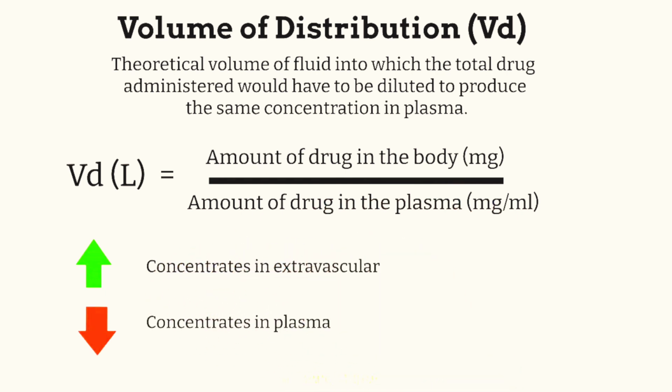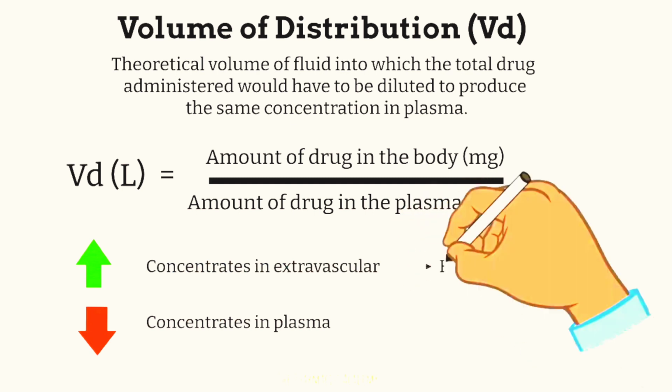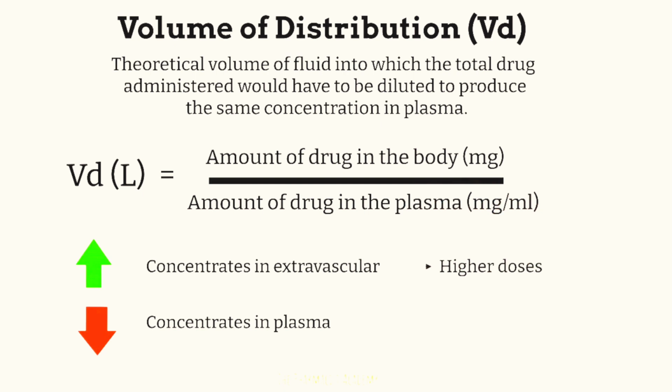Volume of distribution is also important when it comes to dosing. When the volume of distribution is high, higher doses of a drug are required to achieve a given plasma concentration. When the volume of distribution is low, lower doses of a drug are required to achieve a plasma concentration.